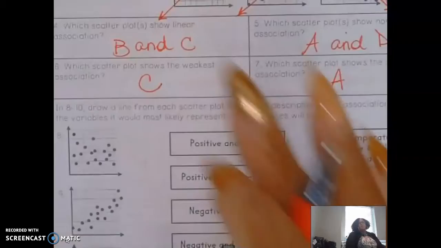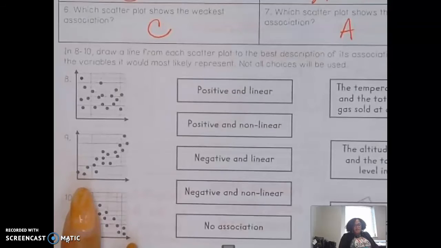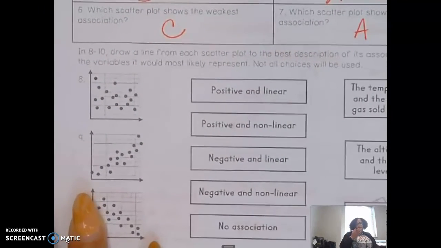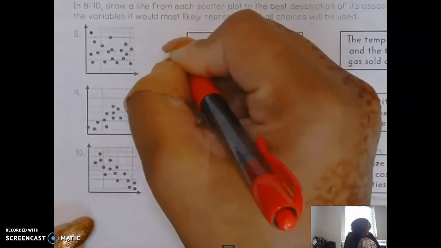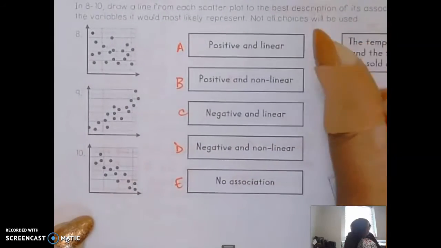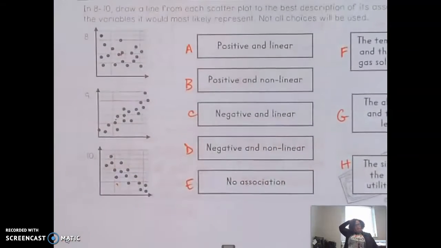All right. So then toward the bottom, it says in 8 through 10, draw a line from each scatter plot to the best description of its association, and then to the variables it would most likely represent. Not all choices will be used. So I'm going to label these as A, B, C, D, E, F, G, and H. And then I'm going to write the letters that go with them over here. That way I'm not drawing a whole bunch of lines and making it a little messy. I'll try and keep my paper as neat as possible.